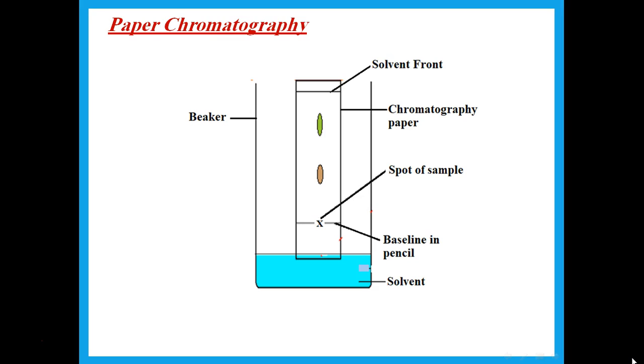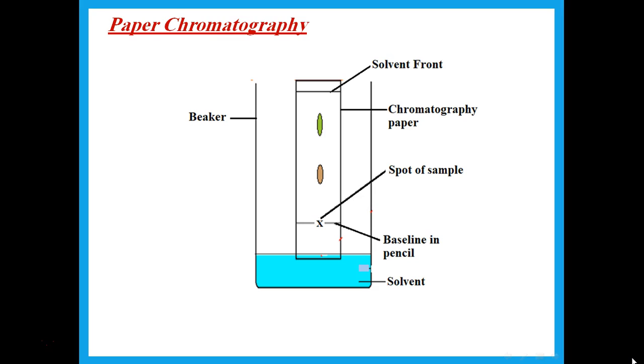Can you see where the baseline is? The baseline is the line that I draw in pencil near the bottom of this rectangular chromatography paper. Chromatography paper is actually the same as filter paper. Usually in the lab we use a filter paper. So it's a sort of paper that is adsorbent, like a filter paper. So we call it chromatography paper. We cut it as a rectangle.